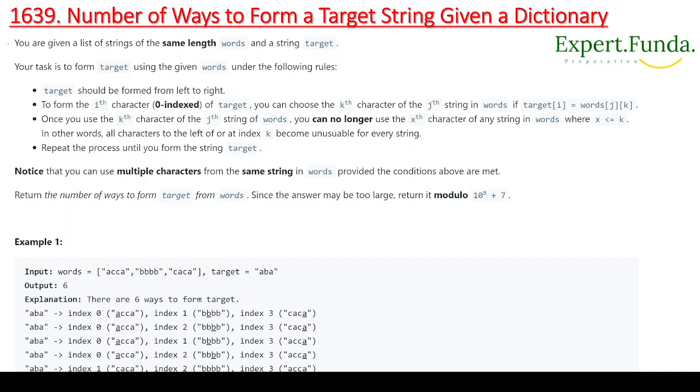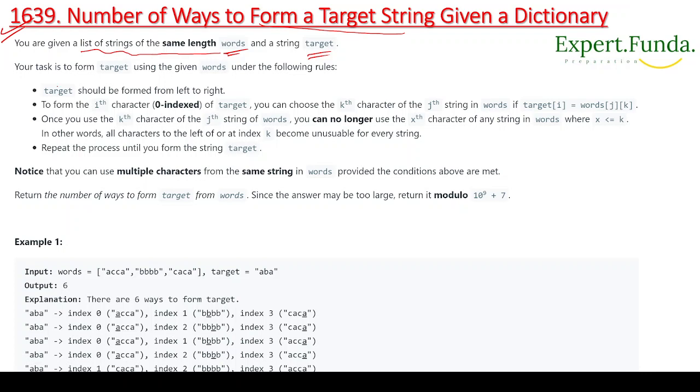So this is the Leetcode question 1639, Number of Ways to Form a Target String Given a Dictionary, right? So you are given a list of strings of the same length, words, and a string target. Two things we have been given.